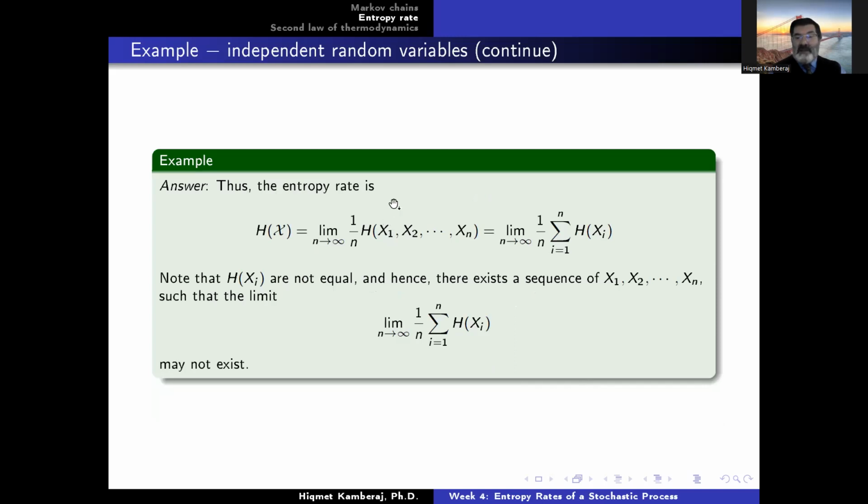So the entropy rate, then, is simply the limit when n goes to infinity of 1 over n times the joint entropy, then the limit when n goes to infinity of 1 over n times the sum of i from 1 to n of H of Xi. Note that the H of Xi's are not equal. And so there exists a sequence X1, X2, ..., Xn such that the limit of 1 over n times the sum of i from 1 to n of H of Xi may also not exist at all. This is the difference with the case of independent identically distributed random variables.